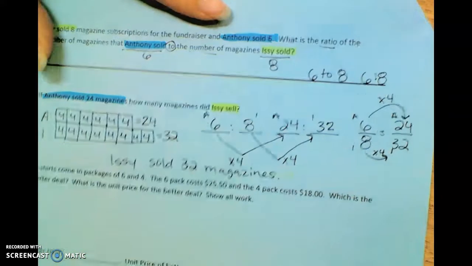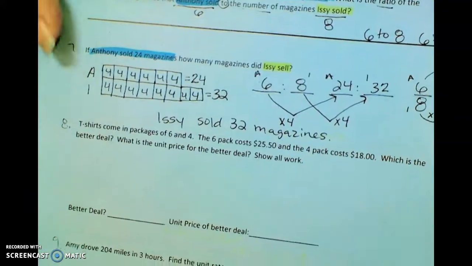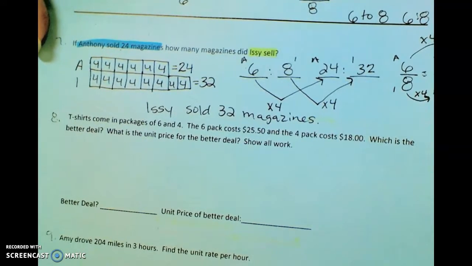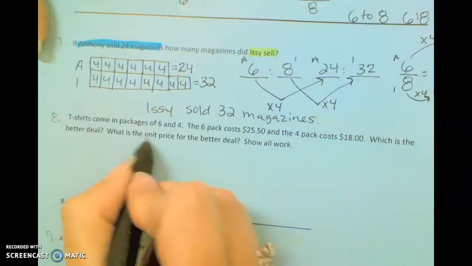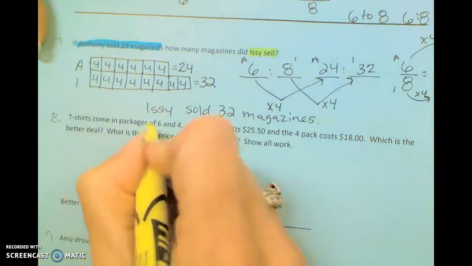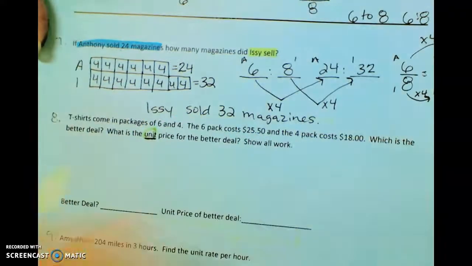All right. Next, we have t-shirts that come in packages of 6 and 4. The 6-pack costs $25.50 and the 4-pack costs $18. Which is the better deal? What is the unit price for the better deal? As soon as I see unit price, I see that U and I think of my unicorns and my unibrows and my unicycles, and I know I need to find the amount for one shirt.